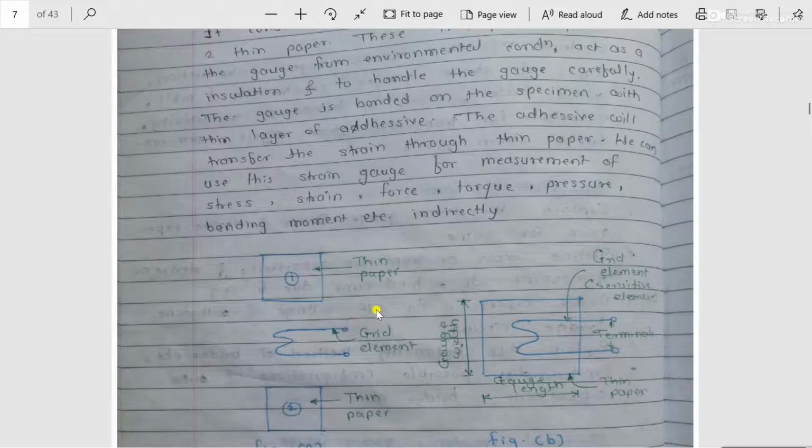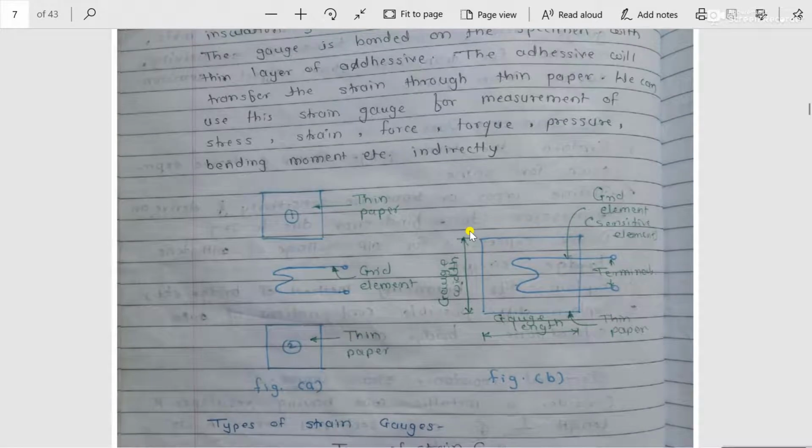We can use this strain gauge for measuring different parameters, like stress, strain, force, torque, pressure, bending moment, etc., indirectly. By using the strain gauge, it is not possible to measure all these parameters directly. First of all we have to measure the change in resistance, and then that change in resistance is calibrated in terms of the unknown parameters. Therefore they have mentioned this word, that is, indirectly. So this is the basic working principle and the construction of the strain gauges.